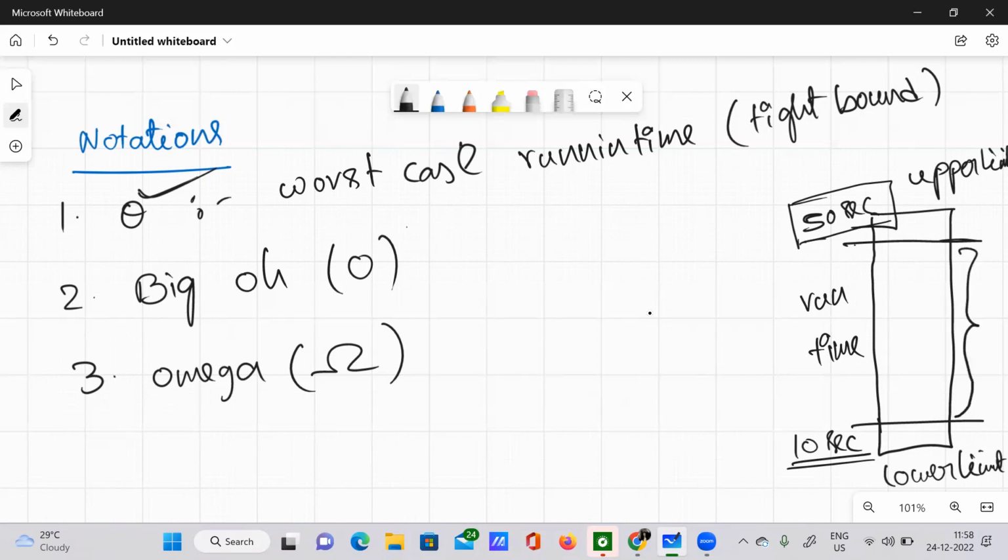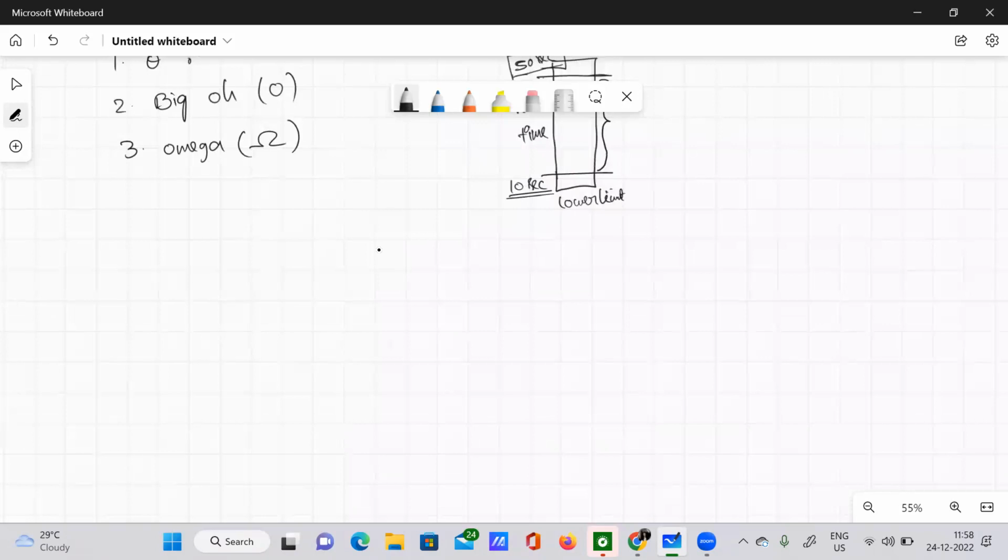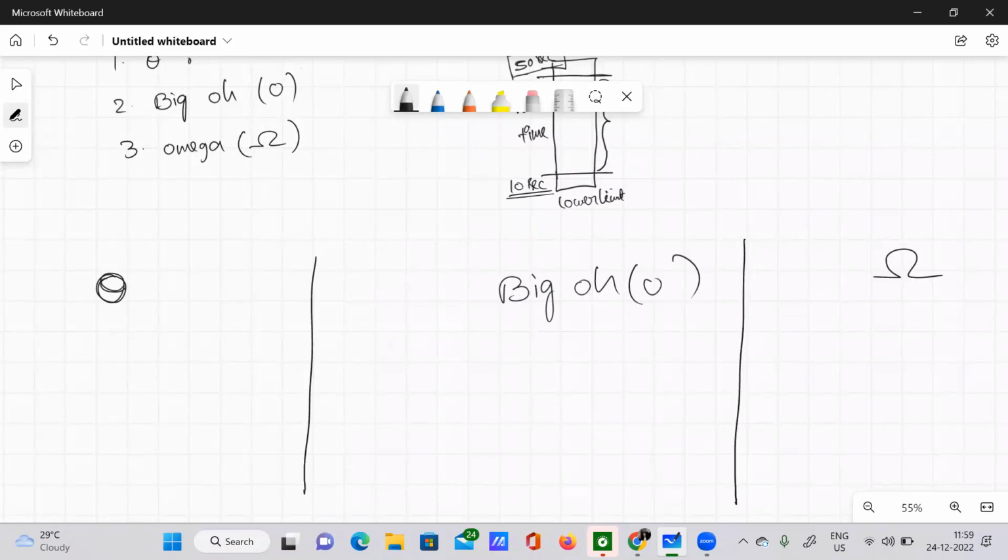For example, if I say big O, that means it is the worst case running time complexity with an upper bound. Okay, see here, I'll explain each of this. Don't worry. So here I'm keeping the heading theta. This is the theta notation, this is the big O notation, and this is my omega notation, right? So I'll make a distinctive note.